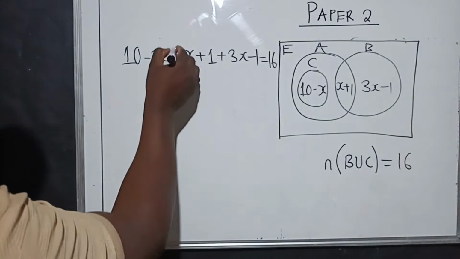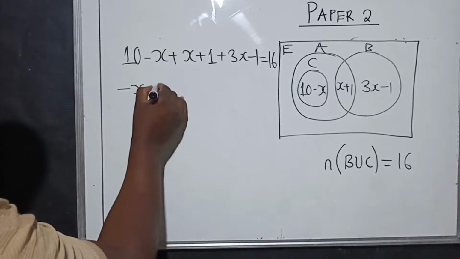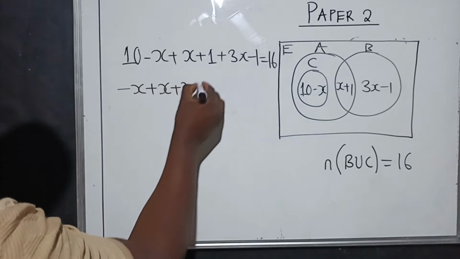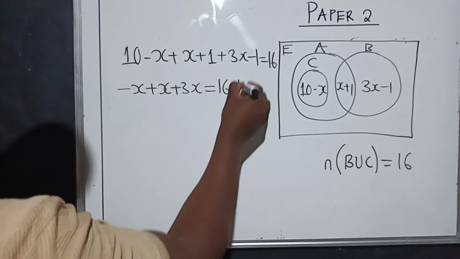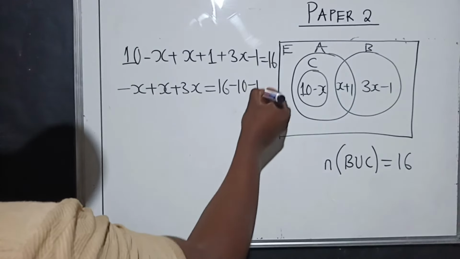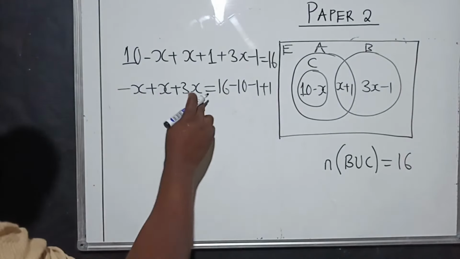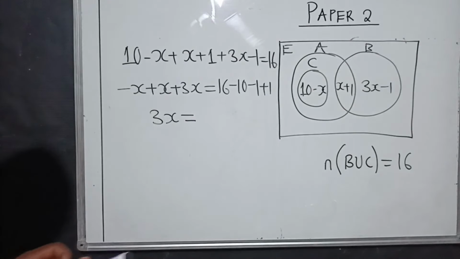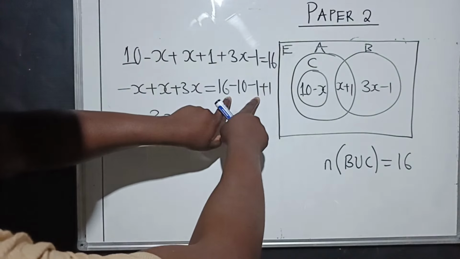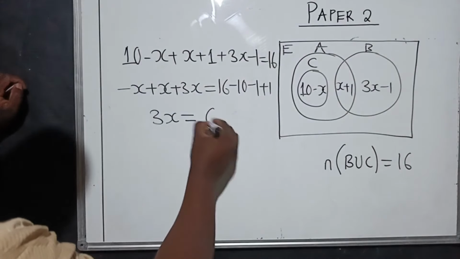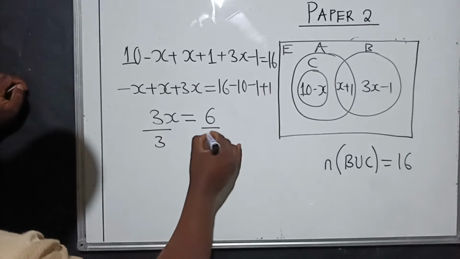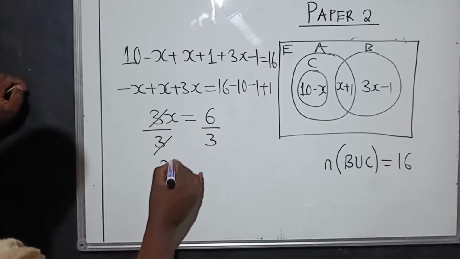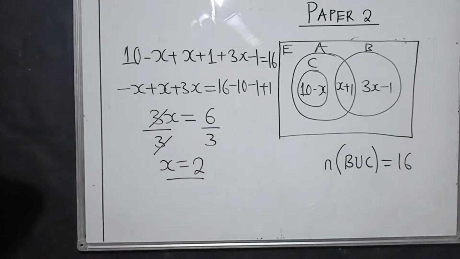Then you work out, so we can group the like terms. We have got negative x plus 3x is equal to 16 minus 10, and then this one minus 1 plus 1. So when we add here, we're getting 3x is equal to 6. 6 minus 1, it's 5. 5 plus 1, it's 6. So we divide by 3. By 3, this and this will go. X will simply be equal to 2. So the value of x is equal to 2. Peter, do you understand this part?